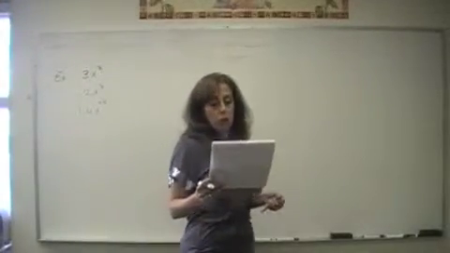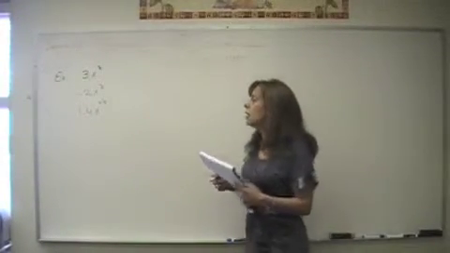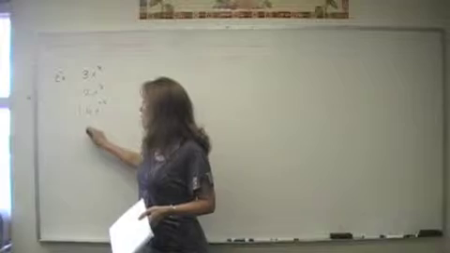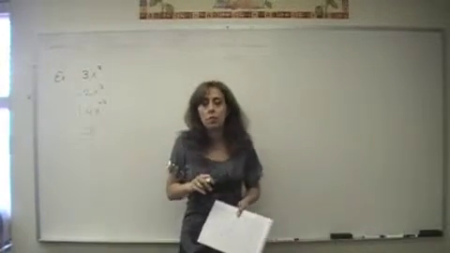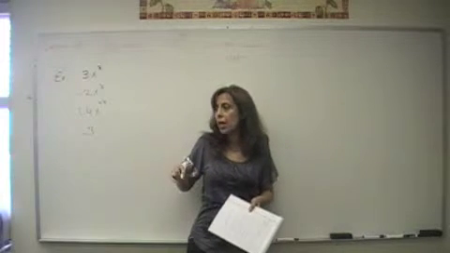3x squared. This is an example. Negative 2x cubed, 1.4x to the power of negative 4. All these are examples of polynomials. Even negative 3 is a polynomial. It's following the same formula that we gave you.